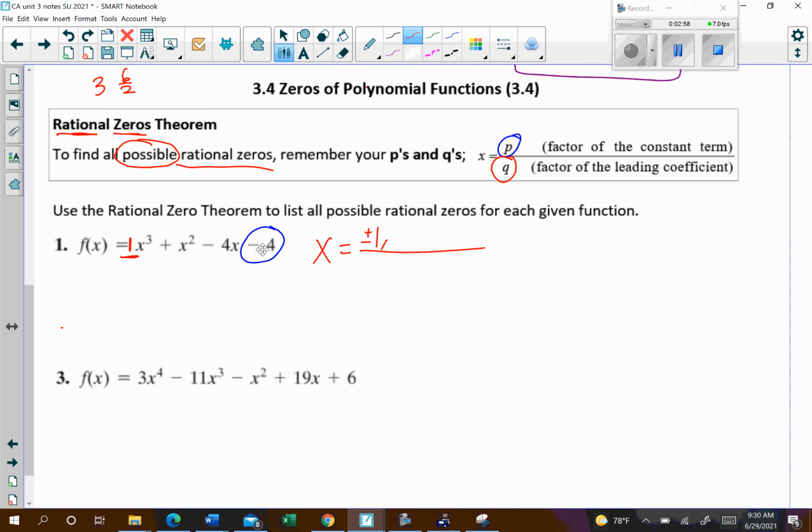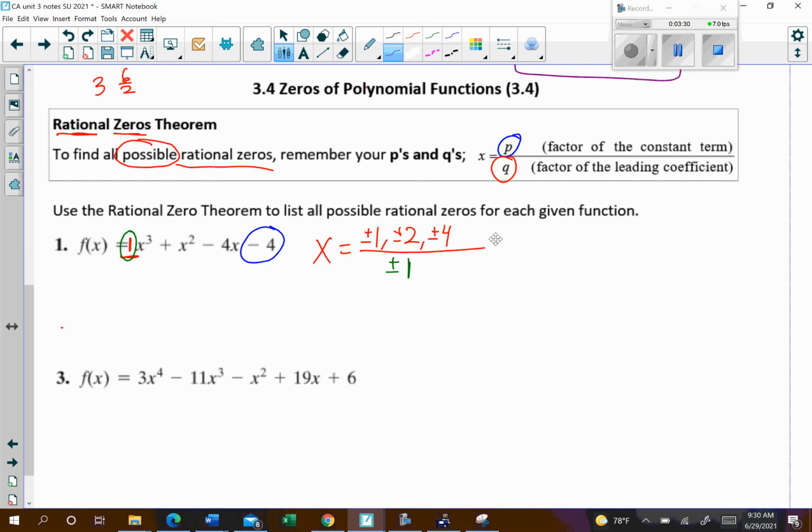And then what else divides into 4? Positive and -2 both divide into 4 evenly. And then also positive and -4. And so that's going to be the list of all the numbers that divide evenly into 4. Positive and -1, positive and -2, positive and -4. Then for our leading coefficient, it's pretty simple in this example. It's just a 1. So the only value that divides evenly into 1 would be positive and -1.